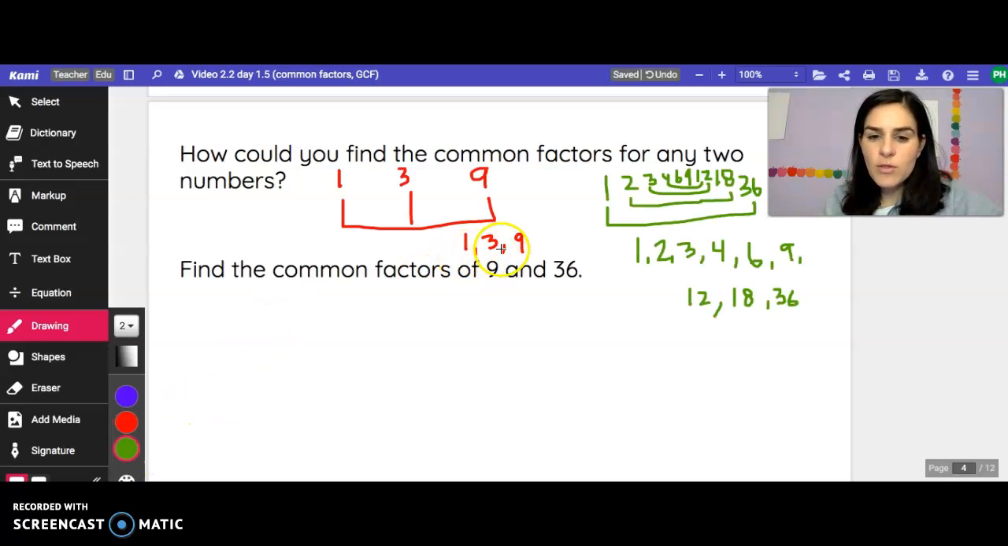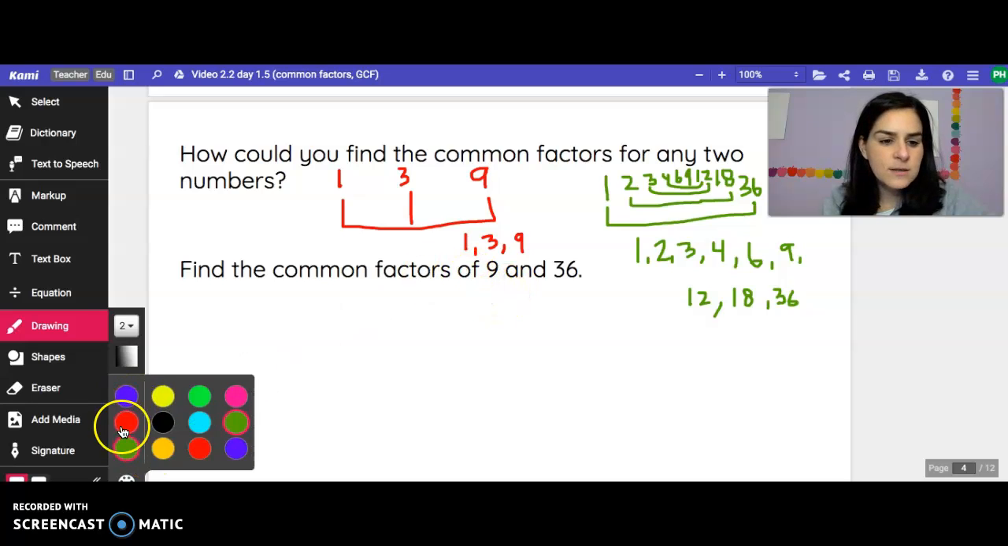So let's check your work. For 9, we have 1, 3, and 9. And for 36, we have a bunch. So check that you have them all. And notice that I've put them in order. It makes it really easy for me to stay organized. So now, what factors do they have in common? What are the same? See if you can write down on your paper which factors they have in common.